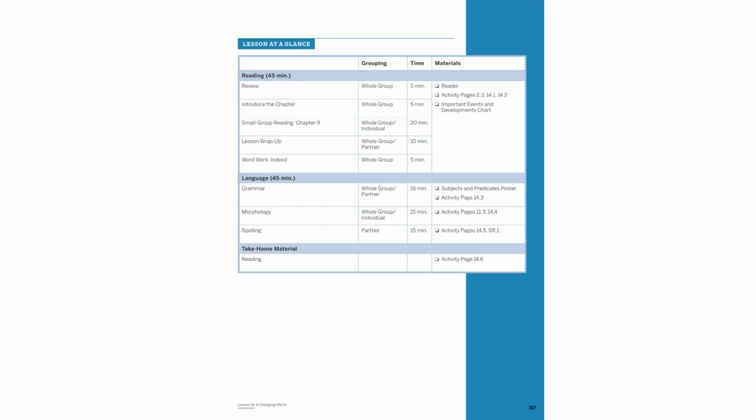In this lesson, we explore the impact of Middle Ages events on modern life. We'll review key developments using the Important Events and Developments chart. Students will engage in reading, grammar, and morphology activities, focusing on subjects, predicates, and the root arch. Spelling practice will reinforce vocabulary skills, ensuring a comprehensive understanding of the material.